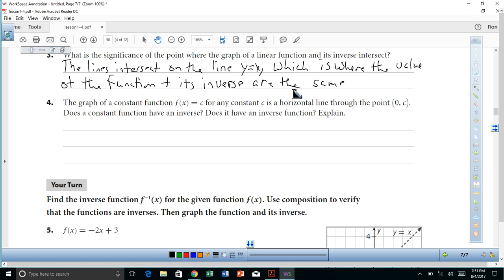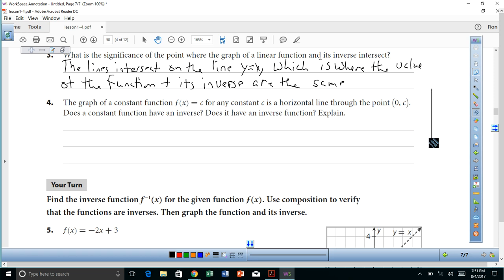Number 4. The graph of the constant function f of x equals c, for any constant c, is a horizontal line through the point (0, c). Does a constant function have an inverse? Well, yes, it has an inverse. Let's take a look so that you understand what a constant function is.